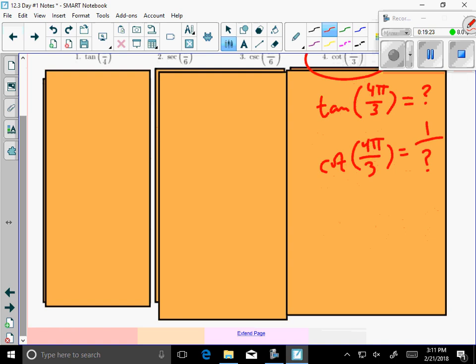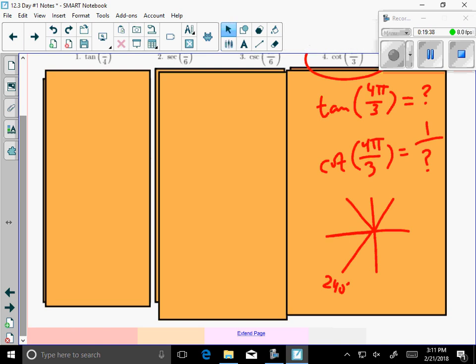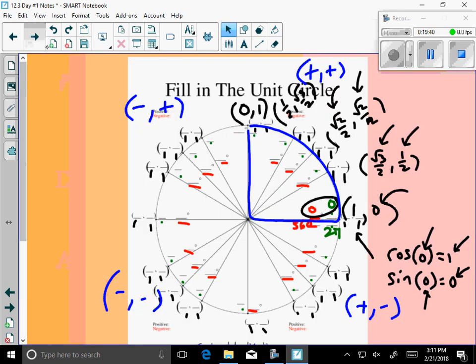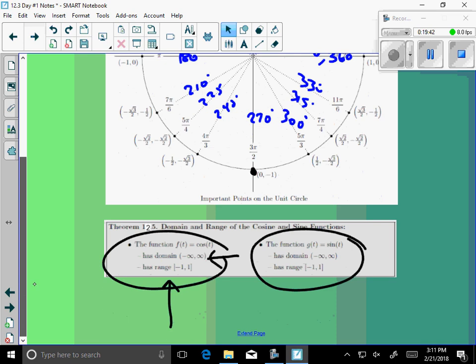Okay, so 4 pi over 3, for some of you who don't know, here's pi over 3, 2 pi over 3, 3 pi over 3, 4 pi over 3. It's actually at 240 degrees. Okay, so if I back up here, let's go to the unit circle. Okay, 240, 4 pi over 3.